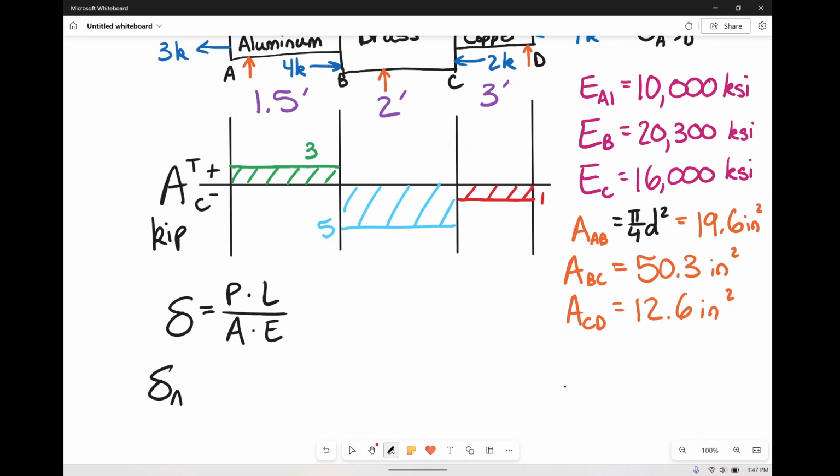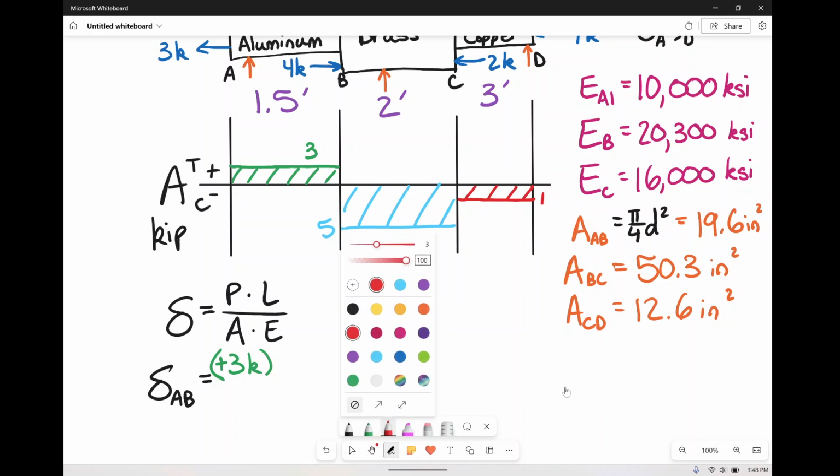So the deflection for A to B, we have P. P here is a green 3, so it's positive 3 kips. Do keep the positive or negative with it because this is going to make sure that you're doing either expansion or contraction, and expansion is positive, contraction is negative. So if you keep that with your force, it's really easy to keep track of whether this value should be positive or negative at the end.